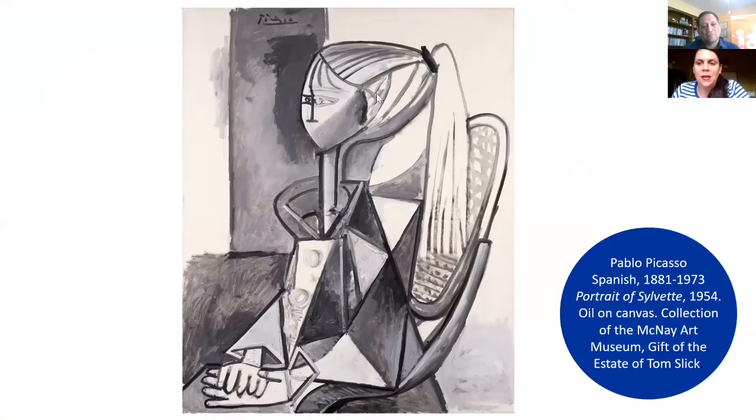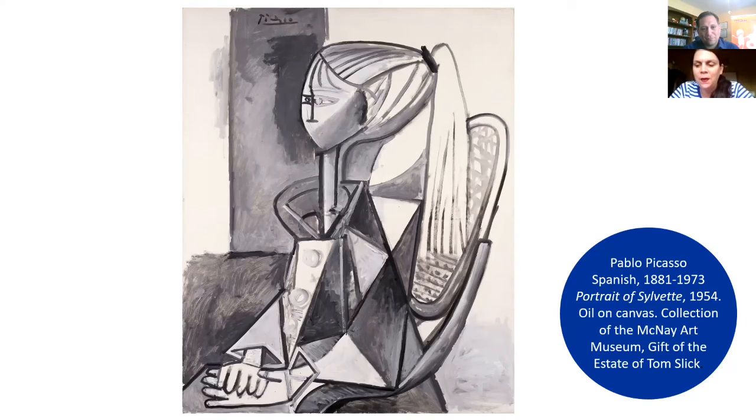This painting he made in 1954 is called Portrait of Sylvette. I'll just let you look for a second. I bet as you're looking, you're already recognizing all those geometric shapes that Picasso uses to make Sylvette's body, her hands, her sleeves, her collar, and her very prominent ponytail. You see that all here. And then you'll also notice that he uses a really monochromatic color palette of gray and black and white. So you're seeing that monochromatic Cubist palette in this painting, Portrait of Sylvette.